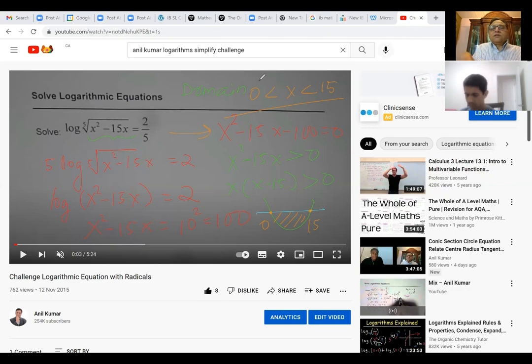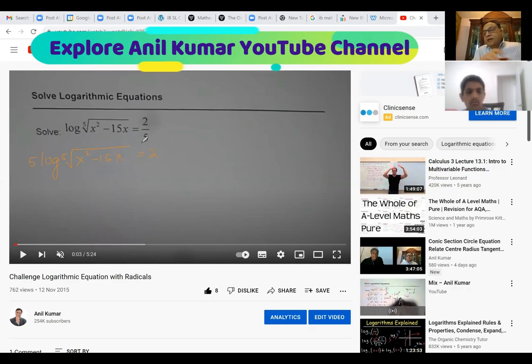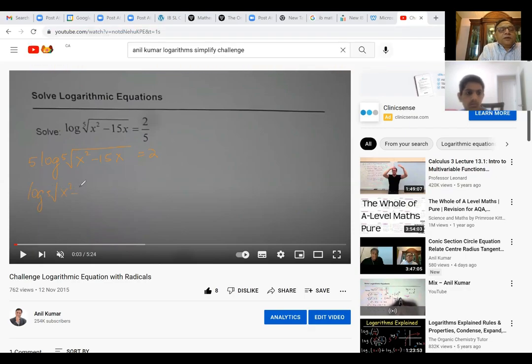So factor this. Let me just remove and then rewrite. So let me rewrite the solution here for you. So the first step will do 5 times log of fifth root of x squared minus 15x equals 2. It is a very difficult question. Abhinav, it looks simple now, but it's a very difficult question, okay? Challenge questions. So this means log to the fifth root of x squared minus 15x to the power of 5, right? Equals 2, which is basically log of x squared minus 15x equals 2.